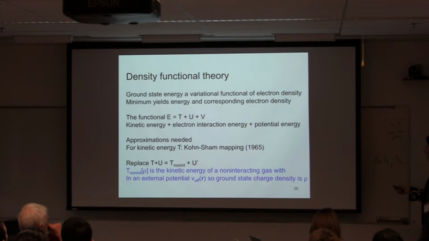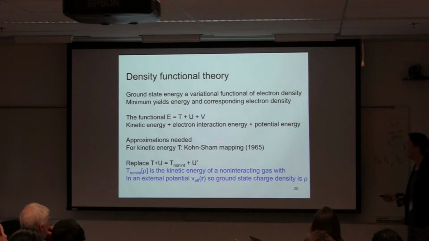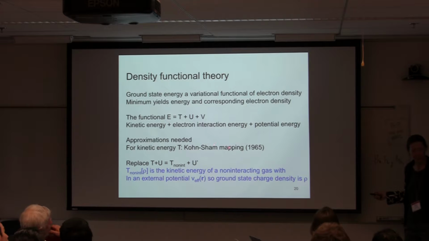So the functional has a total energy, and it can be divided into the parts corresponding to the basic Hamiltonian: the kinetic energy of the electrons, the electron-electron interaction, and the potential energy of the electrons in the nuclear potential. At this point, approximations are needed. The first one, and the biggest one, has to do with the kinetic energy.